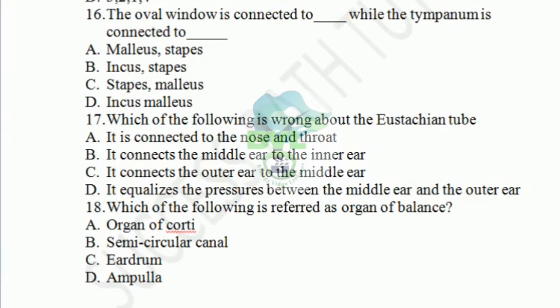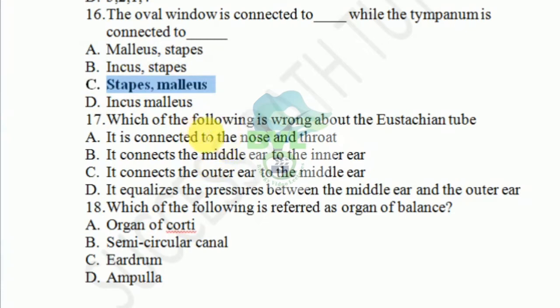I think I should make a correction on this 16. Initially what we have here was round window. It ought to be oval window. Alright, please take note of that. So the oval window is connected to stapes, while the tympanum, which is otherwise called eardrum, is connected to malleus. So the answer to that will be stapes and malleus. Now, this was the one I was meant to answer initially before I took a break and made some corrections.